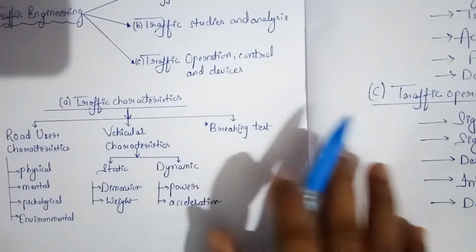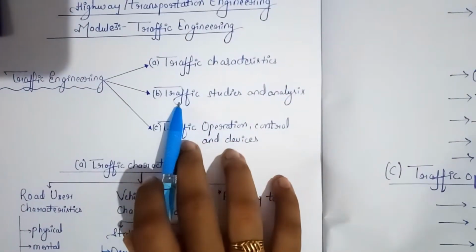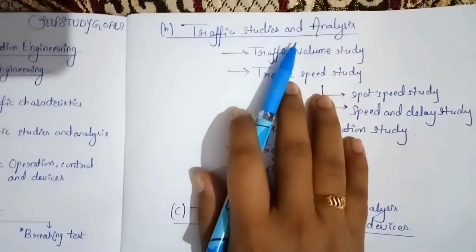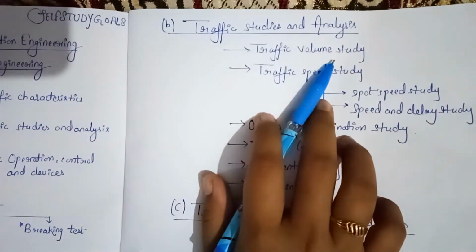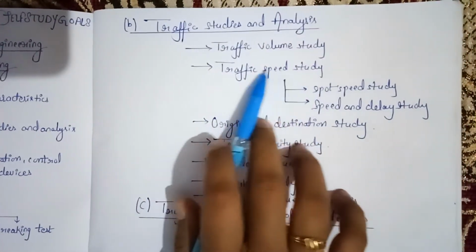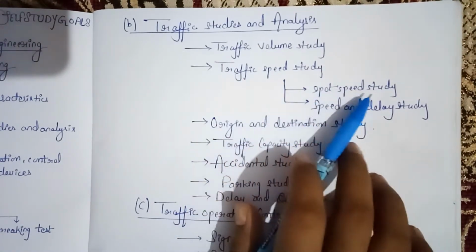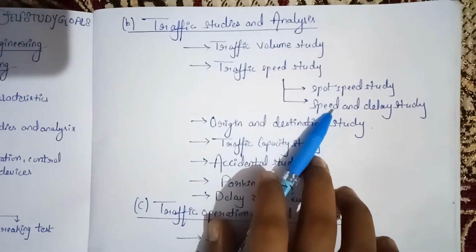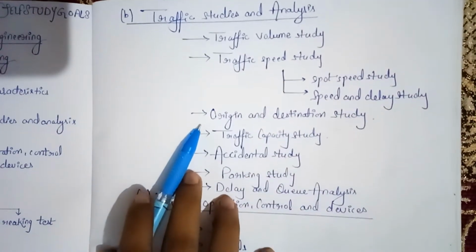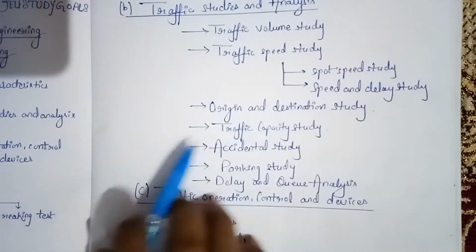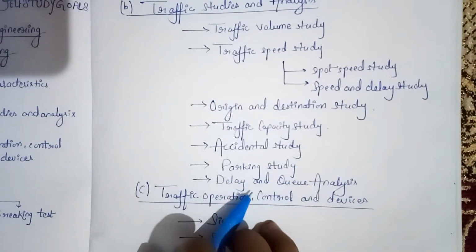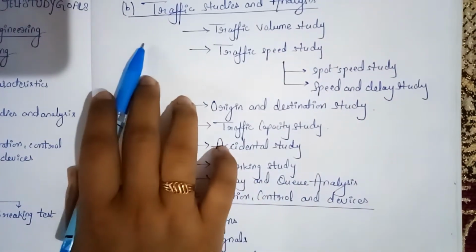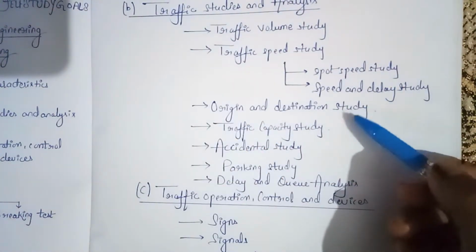Okay, so next we will move to our second classification, that is the traffic studies and analysis. In this topic we will study the different subtopics, that is the traffic volume study, traffic speed study. In the traffic speed study we will see two types of study, that is spot speed study, and second one is the speed and delay study. Next we will see the origin and destination study. Then we will see the traffic capacity study and the accident study, parking study, delay and queue analysis, and we will see all of them one by one, and we will see the questions of all the topics.